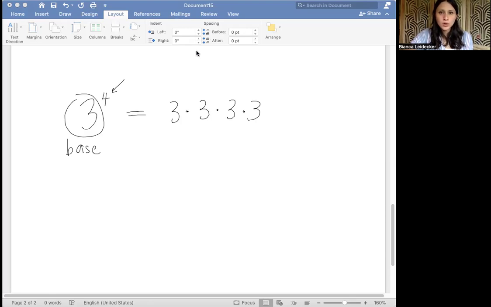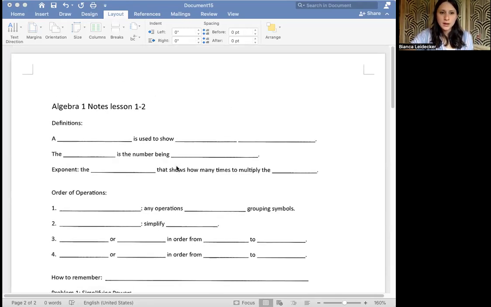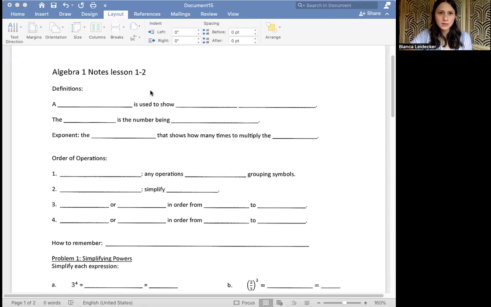Let's go to our notes for today. This should be available for you to download on your documents tab or resource tab on RenWeb. And I'm going to use these notes, where it's kind of like a fill in the blank, to guide us through the lesson.